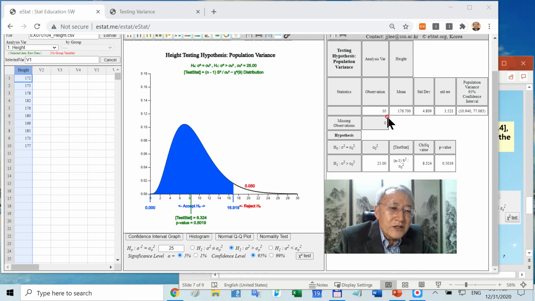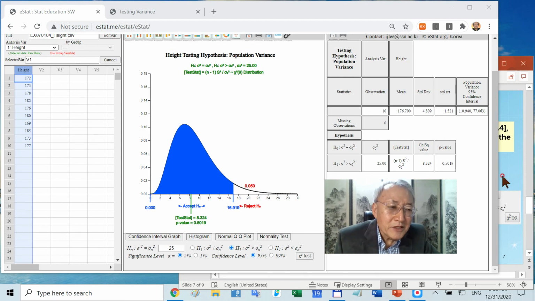You collect 10 observations. The sample mean is 176. Well, they provide you the standard deviation and standard error. It's sigma divided by square root of n. Here's the test result. It's the sample statistic. Well, since it is located in the middle, you will accept H0.